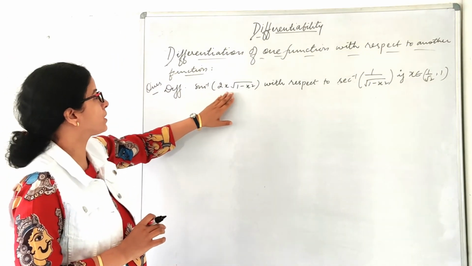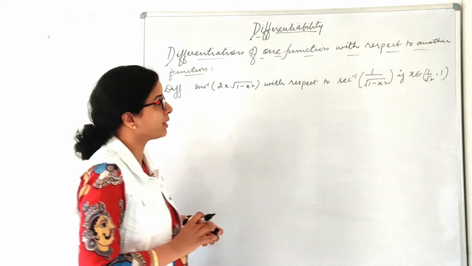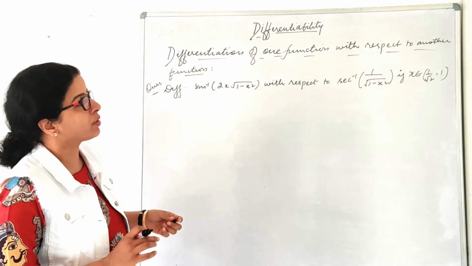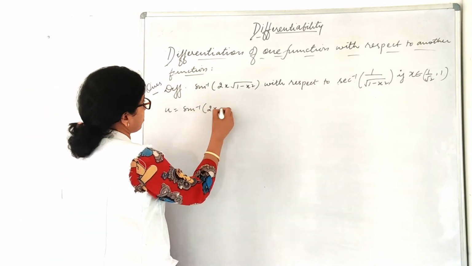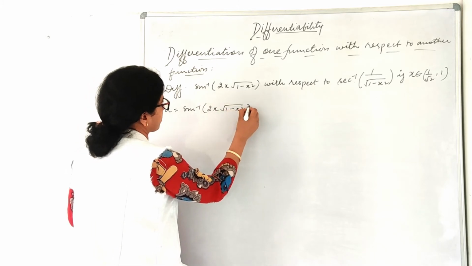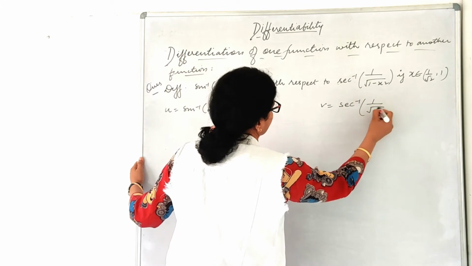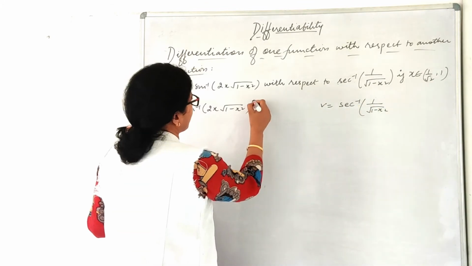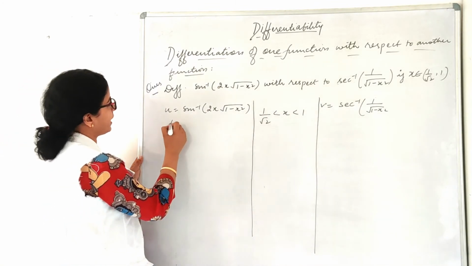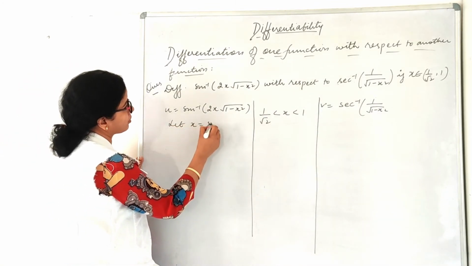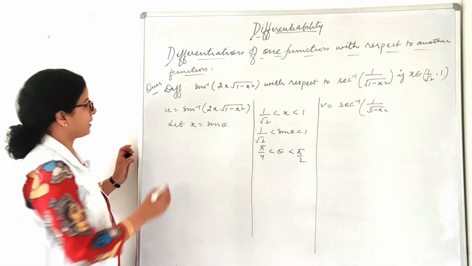So now let us check this question. Differentiate sine inverse 2x under root 1 minus x square with respect to secant inverse 1 upon under root 1 minus x square if my x belongs to 1 by root 2 comma 1. So u is sine inverse 2x root 1 minus x square, and v is secant inverse 1 by root 1 minus x square, and my x belongs between 1 by root 2 and 1. So if I assume my x is equal to sine theta, so theta lies between pi by 4 and pi by 2. So now let us substitute here the values.